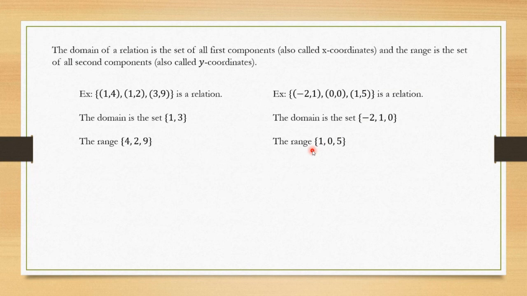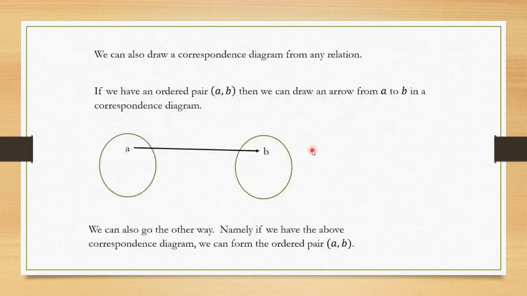And with a relation, you are assigning elements from the domain to the range. And that's really what I'm saying here. If you have an ordered pair here, you could think of A as being assigned to B. And because of that, you could think of forming a correspondence diagram. So with a relation, you have these ordered pairs, and you can form a correspondence diagram.